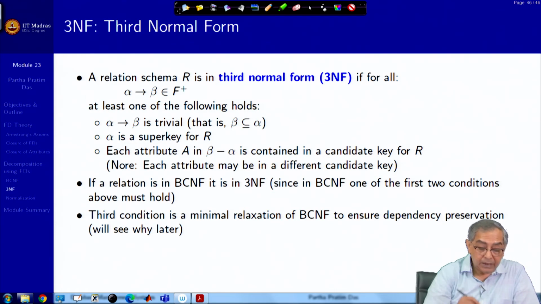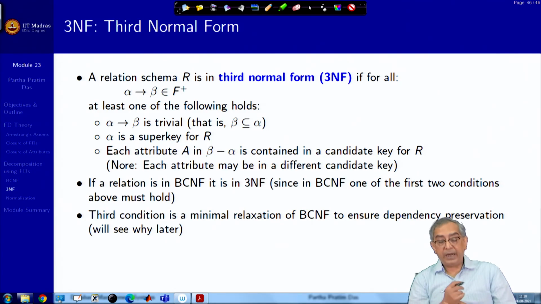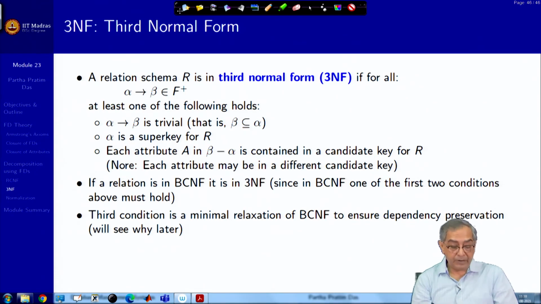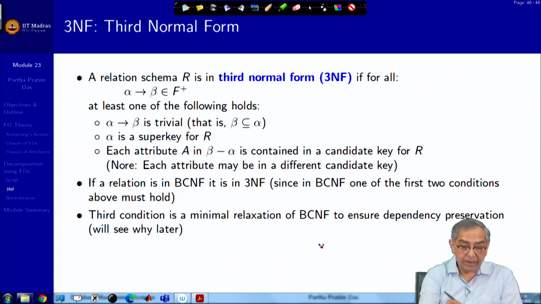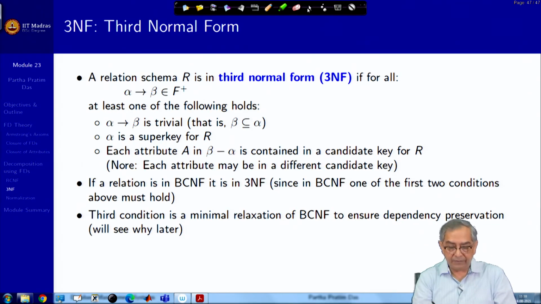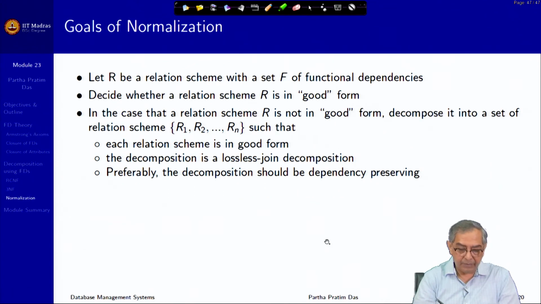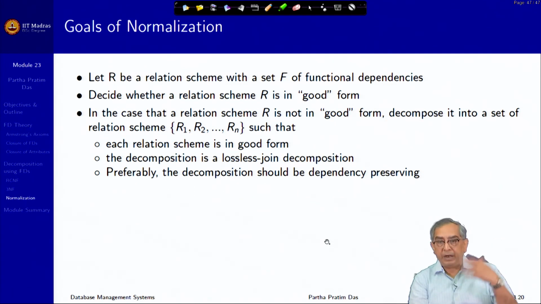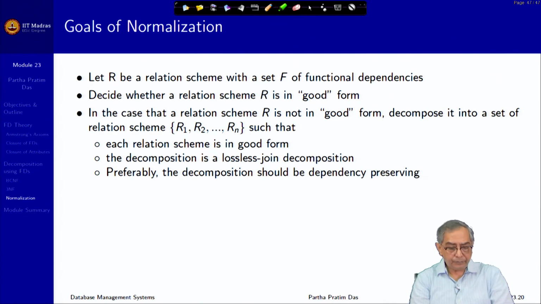But this third condition is a minimal relaxation of Boyce-Codd normal form to ensure dependency preservation, right. So, we will come back to this again. I just wanted to give you glimpses slowly of the kind of things that we are developing into. We will come back to third normal form and discuss more about that in a later module.